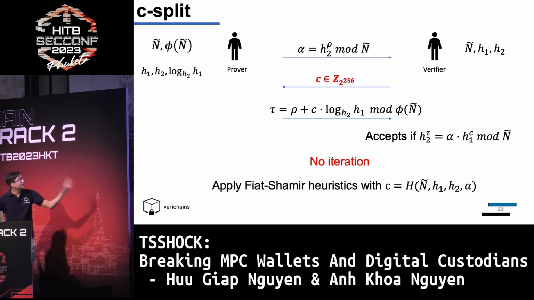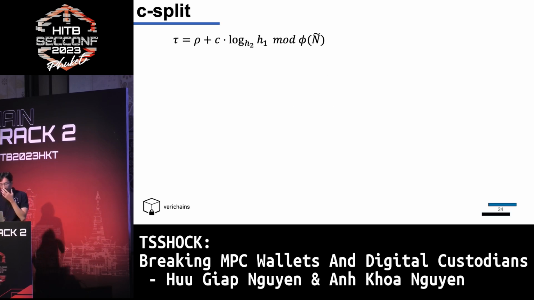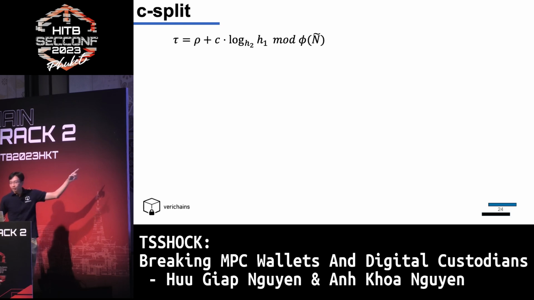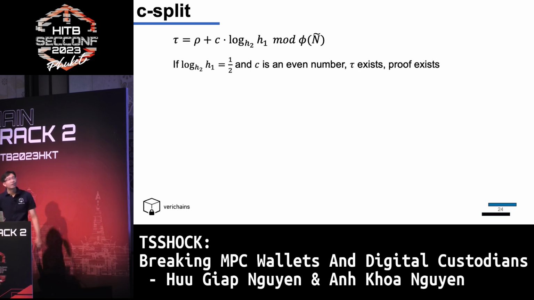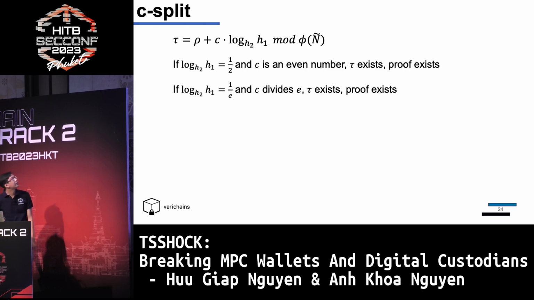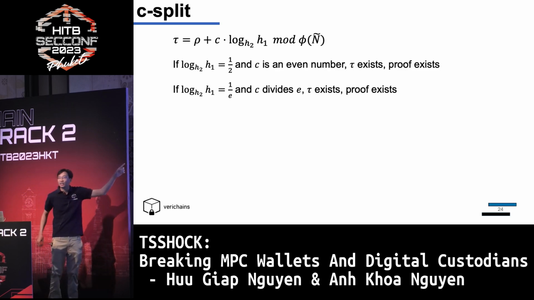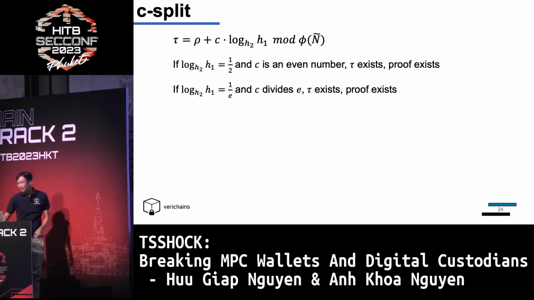It might seem sound at first. But if we look at this formula right here, and we ask ourselves, what if this log is 1/2? And C is an even number, then it can be calculated. We generalize this, and we say, okay, let this log be 1 over E. And C divides by E, then it can be calculated. But you know what? That E right there may not exist. It only exists if E has an inverse in that group of phi and tilde. But what if it doesn't?